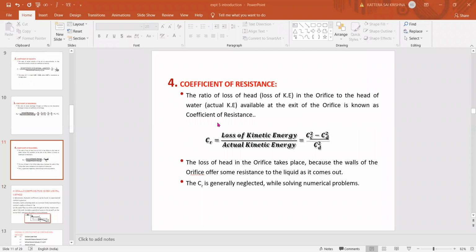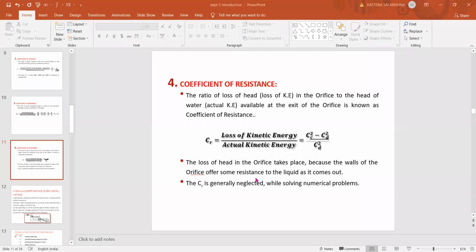Next we have coefficient of resistance. It is the ratio of loss of head, that is kinetic head loss in the orifice, to the head of water available at the exit of the orifice. Nothing but it is the ratio of loss of kinetic energy to the actual kinetic energy. The formula is: Cc square, that is coefficient of contraction square, minus Cd square, divided by Cd square, gives the coefficient of resistance denoted by Cr.